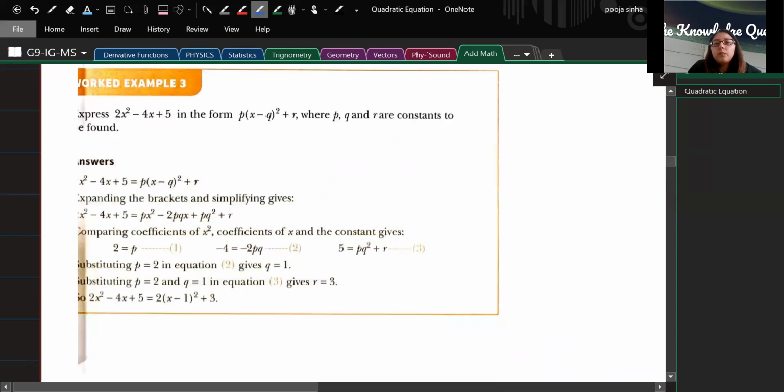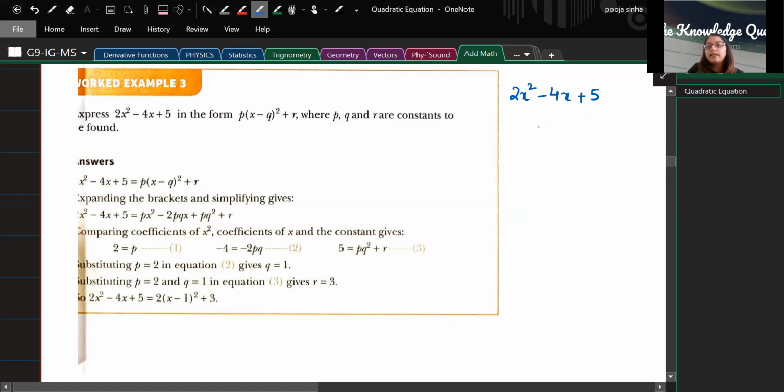Express this in the form of this, where P, Q, and R are constants, whatever, right? And then it will ask you to figure out the value of the turning points. Okay? So like I said, we are going to use this method quite a lot. So 2x square minus 4x plus 5.